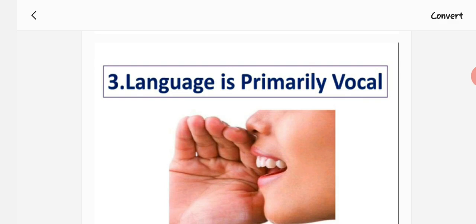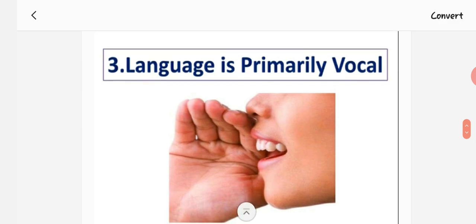We are having the second lecture on the definitions and features of language. So we will start from the third feature of the language. In our earlier lecture, lecture number 1 on this topic, we have discussed some of the language definitions and its features. So let's talk about what the language is primarily.